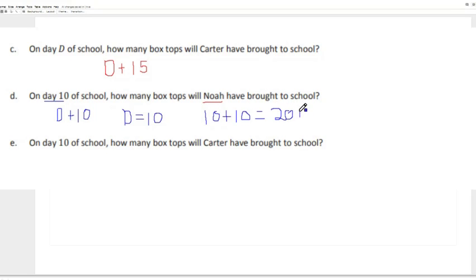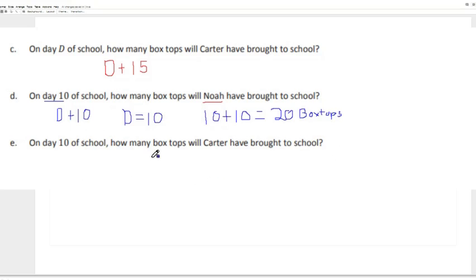I'm going to go ahead and put B. Let's just go ahead and put box tops, of course labeling what this number represents. This is why I usually type it out.